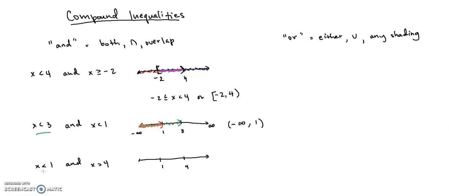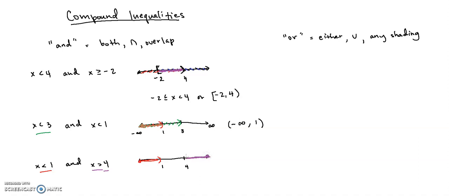Okay, so let's do this one in red. I'm going to have x less than 1, so it's going to go this way, and it's not included, so that's a round bracket. And then the other one I'll do in purple just for fun. We'll have x greater than 4, so it's going to go this way.